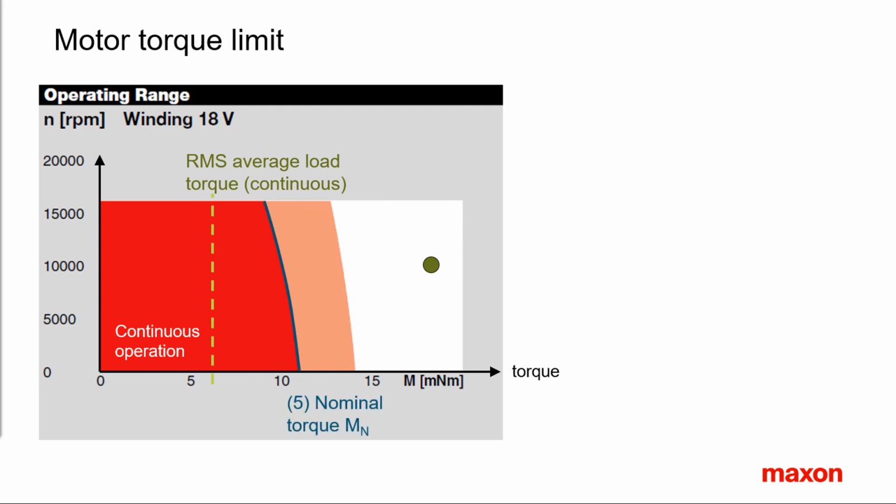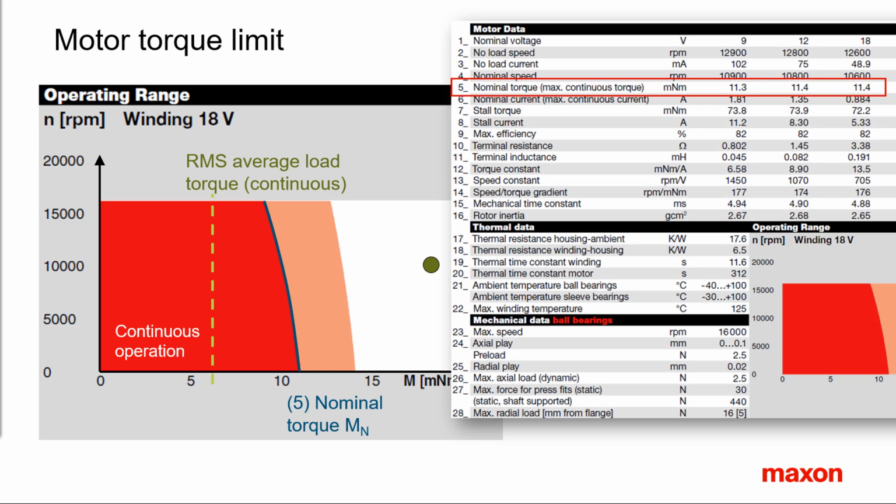The steady-state torque capability of the motor is represented as the continuous operating range limit in the diagram. It corresponds to the nominal torque in line 5 of the motor data. A suitable motor for our application needs a nominal torque that is larger than the root mean square average torque required by the load. The origin of the nominal torque comes from the maximum winding temperature limit. Up to this torque, the motor can be loaded continuously without overheating the winding. Higher torques are possible, but only for a limited amount of time.